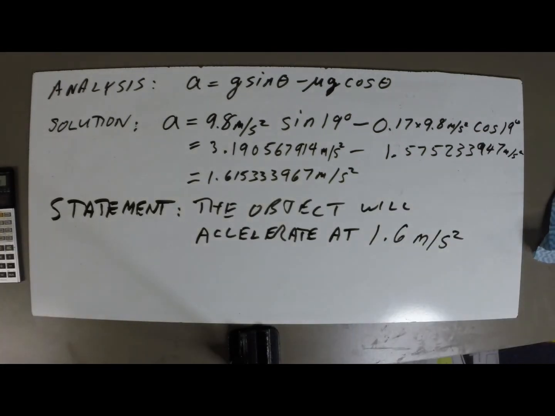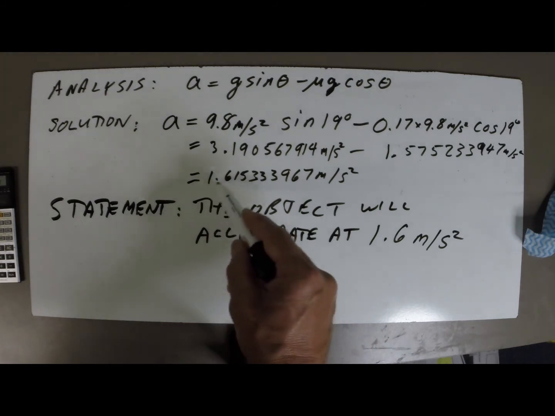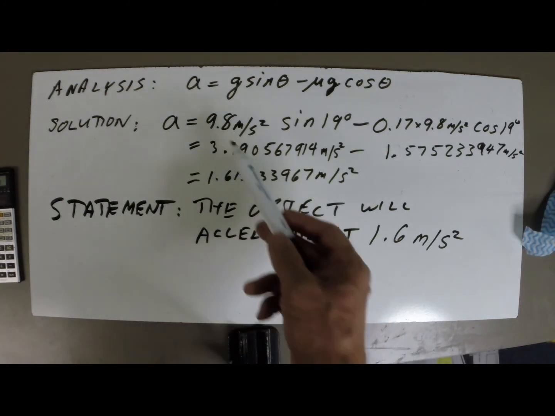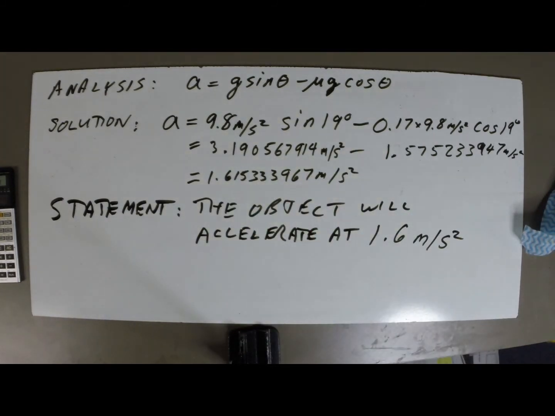So now we can write the final answer to the question. The object will accelerate at 1.6 meters per second squared. We're rounding off to two significant figures because our given information was all to two significant figures.